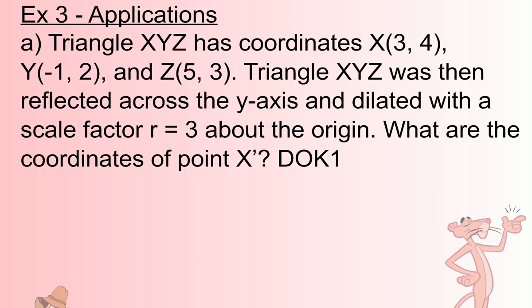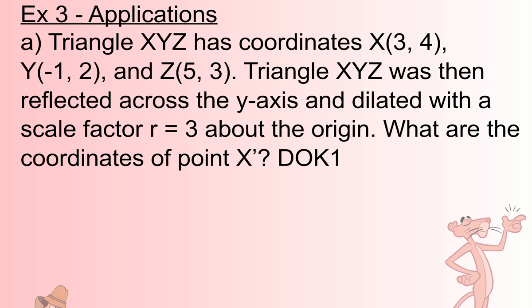All right, some applications. We have here: Triangle XYZ has coordinates of x is 3, 4, y is -1, 2, and z is 5, 3. Triangle XYZ was then reflected across the y-axis and dilated with a scale factor of 3 about the origin. What are the coordinates for point x prime?